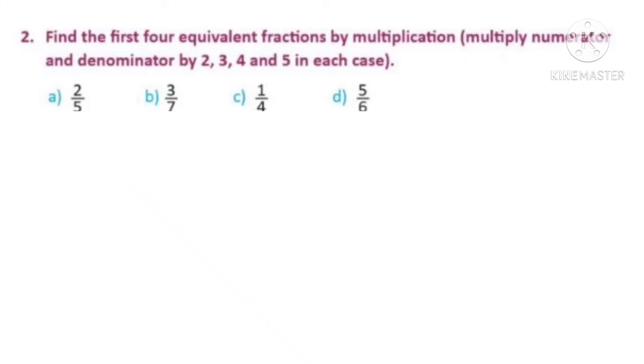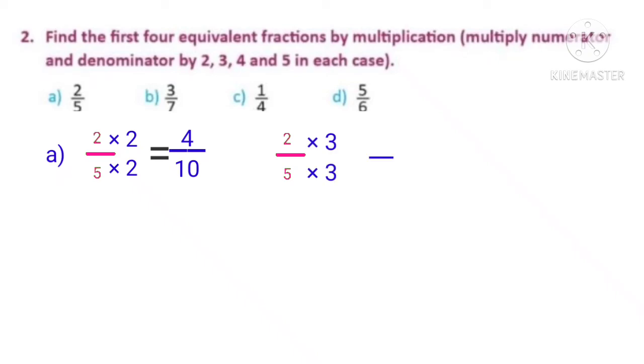Second sum, find the first 4 equivalent fractions by multiplication. Multiply numerator and denominator by 2, 3, 4 and 5 in each case. First sum, 2 by 5. Multiply numerator by 2 and denominator by 2. We will get 4 by 10. And again we'll multiply numerator by 3 and denominator by 3. We'll get 6 by 15.